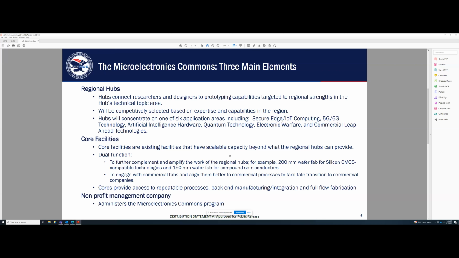The Commons was set up under President Biden's CHIPS Act. As part of that, there has been the establishment of 8 regional hubs. These hubs are meant to align with 6 technical application areas. I'm going to be overseeing the secure edge IoT compute. But there are other areas, including 5G, 6G, and of course, AI hardware, quantum, electronic warfare, and commercial leap ahead.